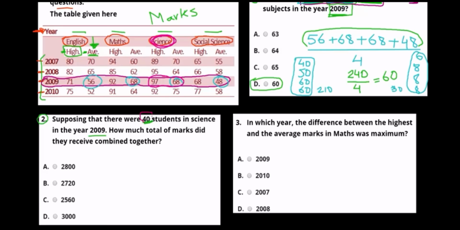Supposing that there were 40 students, so we know that there was a total of 40 students. And what was the total mark? What was the total of their marks, the marks they received combined together? So how much is each student receiving, by the way? Because we know that the average is 68, we can confidently say that each student got a 68.